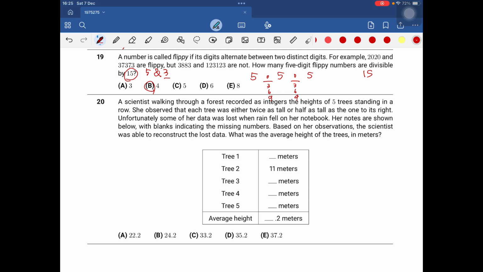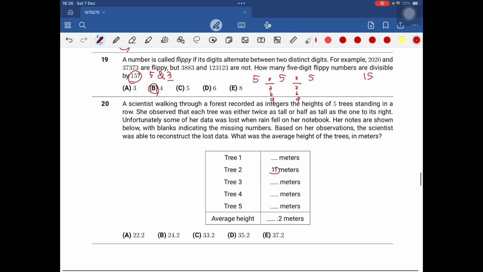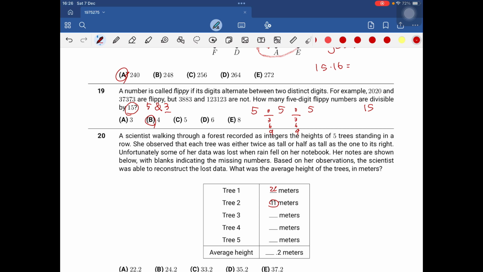Number 20. Scientists walking through a forest record an integer, the height of 5 trees standing in a row. Each tree is either twice as tall or half as tall as the one before it. So if we have 11, this can be 22 or 5.5, for example. So we don't know. Her notes are shown below, and the blanks indicate the missing numbers based on her observation. What is the average height of the trees in meters?